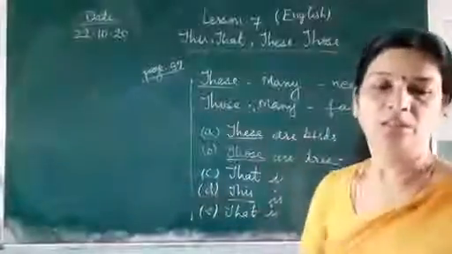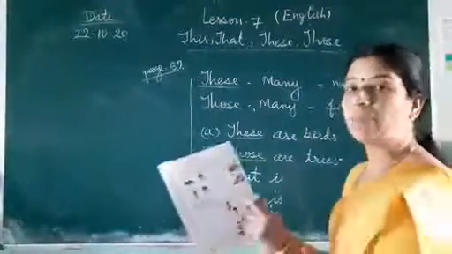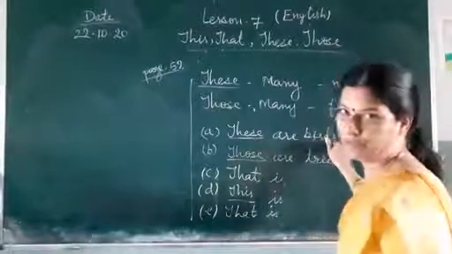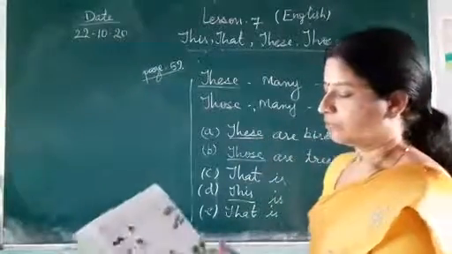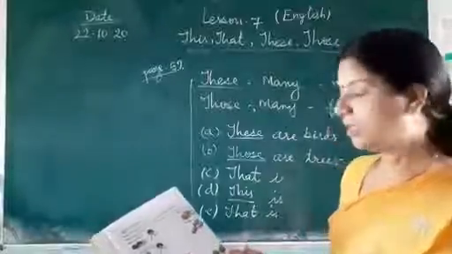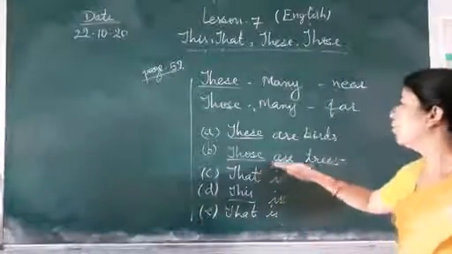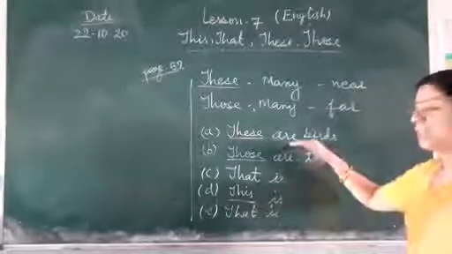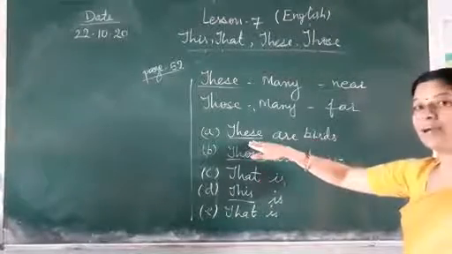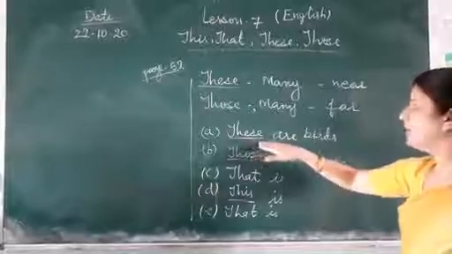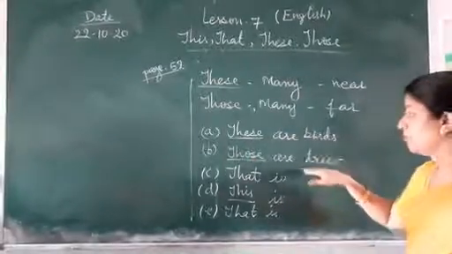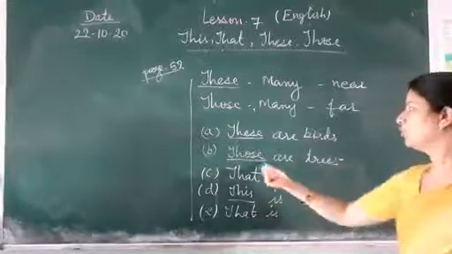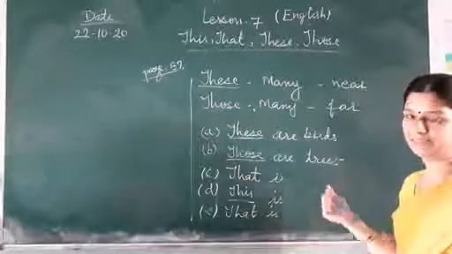This boy has two birds in his hand. That's why we are saying these are birds. Trees are far from the boy. So what will we say? Those are trees. Understood? Birds are near the boy, that's why we are saying these are birds. But trees are far from the boy, that's why we are saying those are trees.